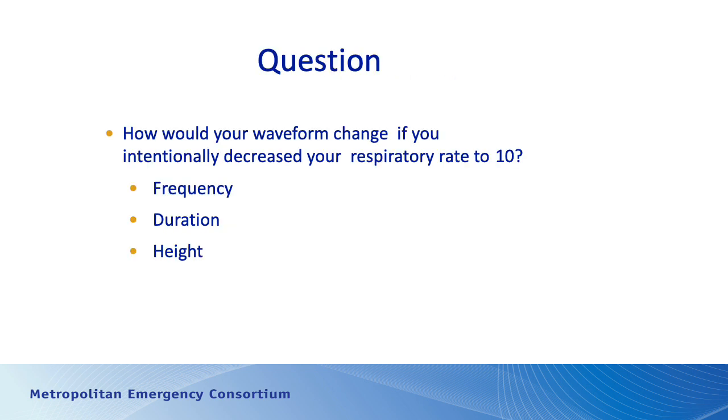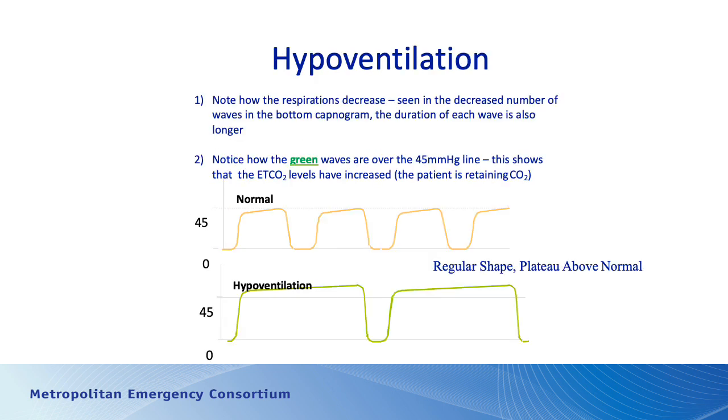How about if you change your respiratory rate, you start slowing your respiratory rate down to 10, what are you going to see? So let's again look at the waveforms. Again, on the top, you see normal respirations, the plateaus between 40 and 45. And at the bottom one, you can see that the patient's having half as many respirations roughly, and their CO2 level is over 45 on the plateau, so the plateau is higher than you would expect. The shape looks fairly normal. It's just a longer plateau, and you have less frequent respirations. So this was what hypoventilation would look like.